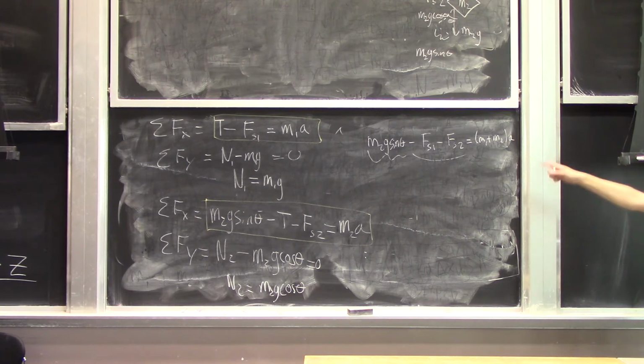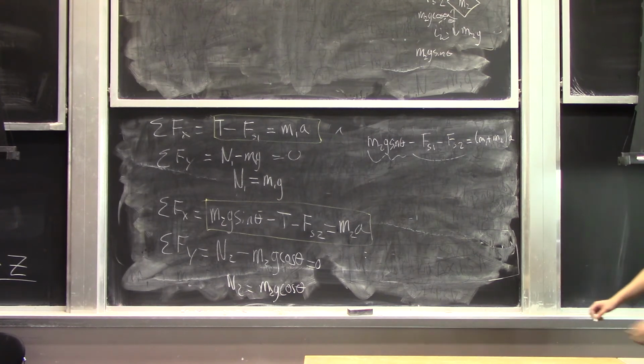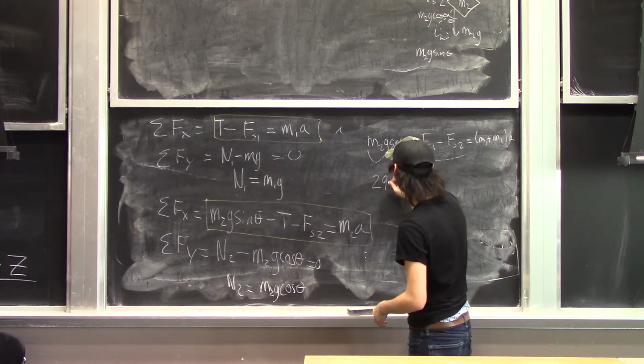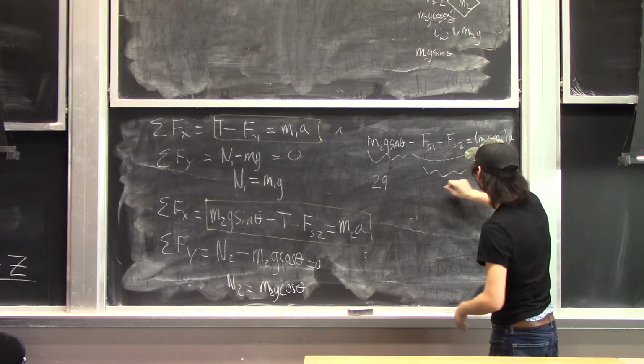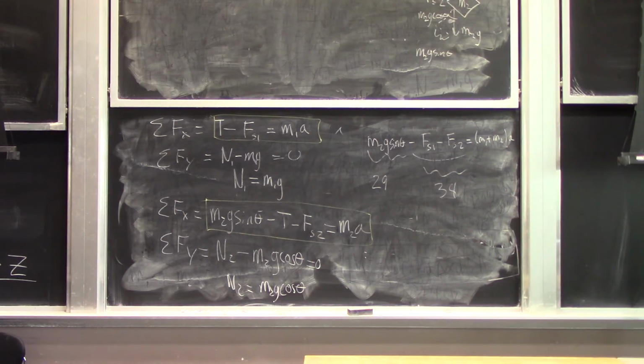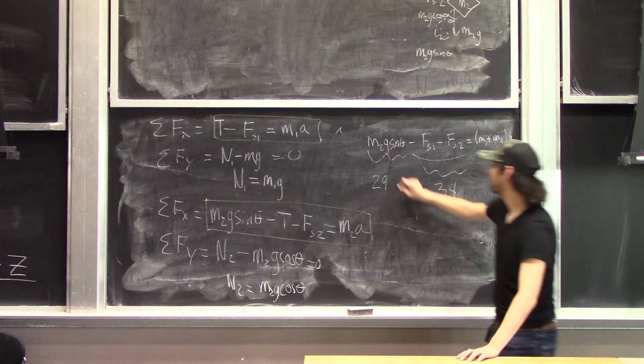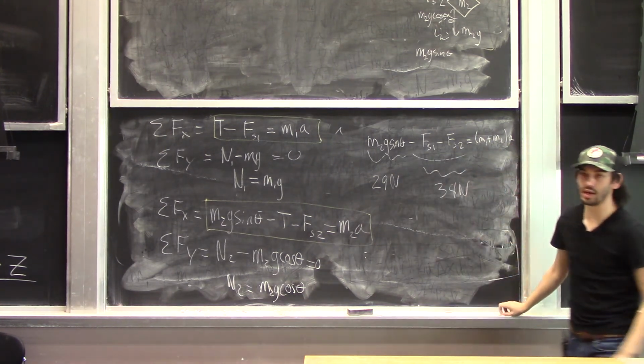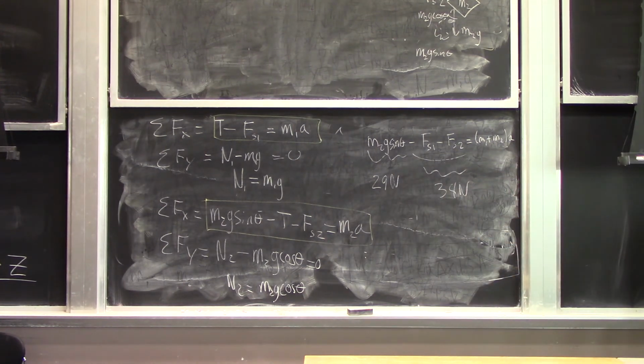And so when you calculate these values here, you end up finding that the force m2g sine theta is about 29, and then this one is about 38. And so this ends up giving you some negative value. These are in newtons, which tells you then that this actually can't accelerate.